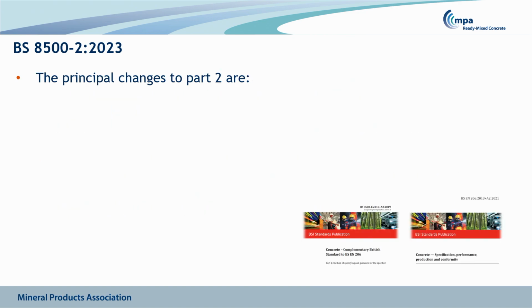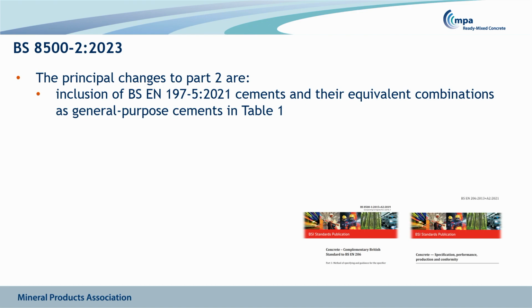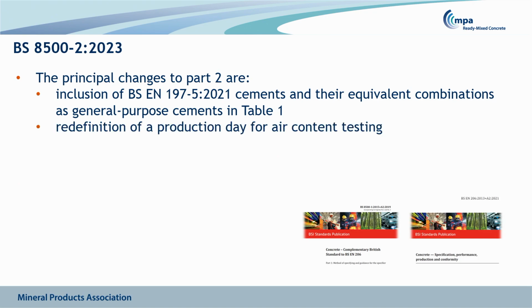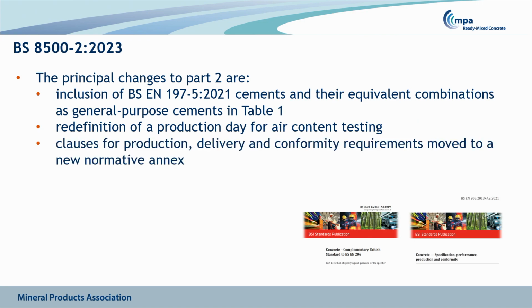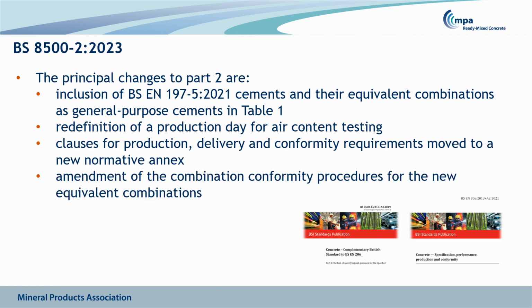In part two, there are fewer changes, although the editing work for this was actually fairly significant. Once again, we've included the BS EN 197 Part 5 cements as general purpose cements in Table 1. We've redefined the definition of a production day for air-entrained concrete. This was the main change, although the wording itself hasn't changed particularly, but the clauses for production, delivery and conformity requirements have all been moved to a new normative annex. There's amendment for the combination conformity procedures for the new equivalent combinations, and there are corrections and minor clarifications.